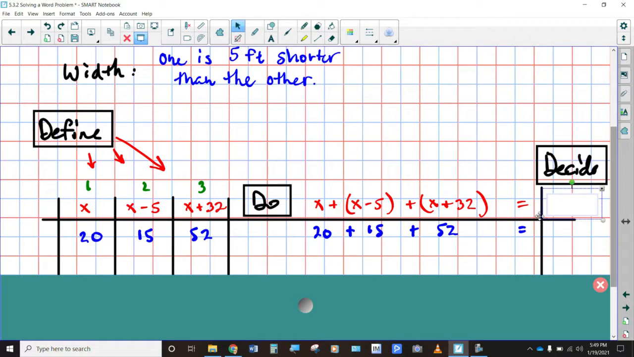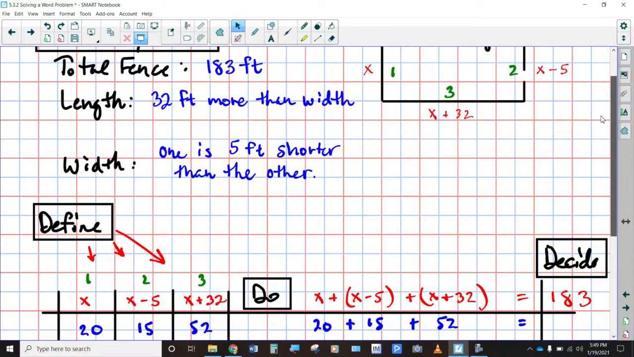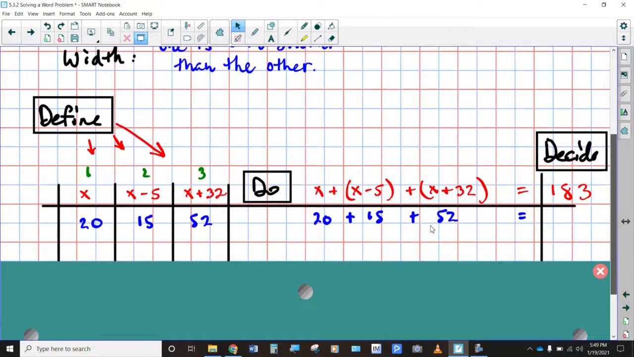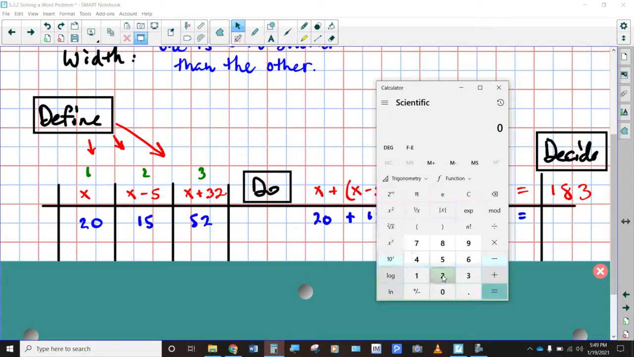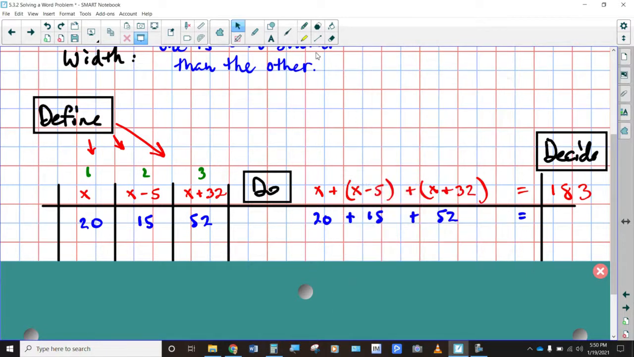We're hoping to add up to 183, because that's what the problem said was the total length of the fence. So let's add them up. 20 plus 15 plus 52, I'll use my calculator. 20 plus 15 plus 52 gives us 87. And our fence was supposed to be 183. So this number is too low. We just decided we do not have the right answer, so we're going to choose another number.